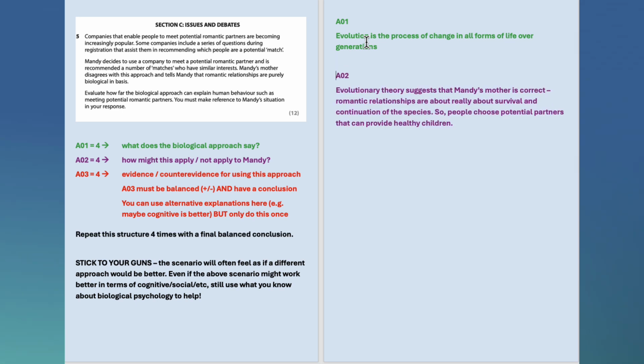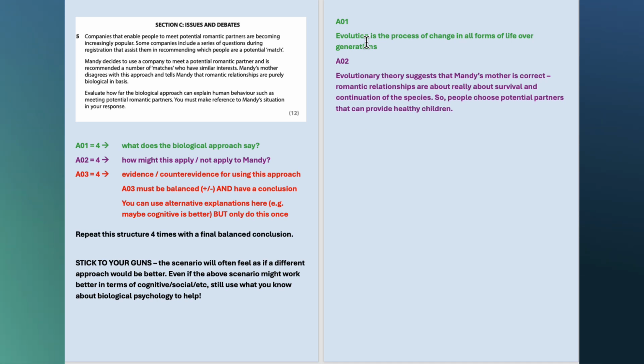AO2. Evolutionary psychology theory suggests that Mandy's mother is correct. So notice I'm linking it to the scenario. Romantic relationships are really about survival and continuation of the species. So people choose potential partners that can provide healthy children. Can't argue that this isn't linked to the scenario. It's talked about Mandy, her mother, romantic relationships. Great.